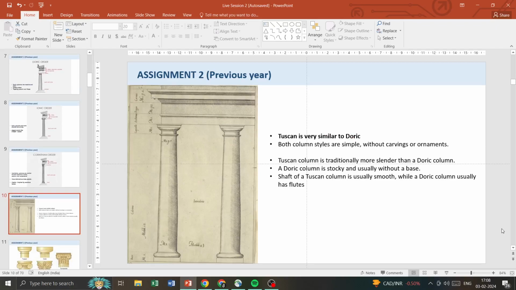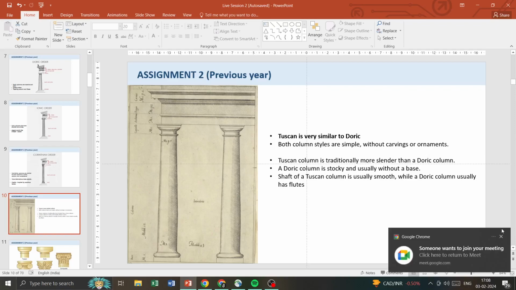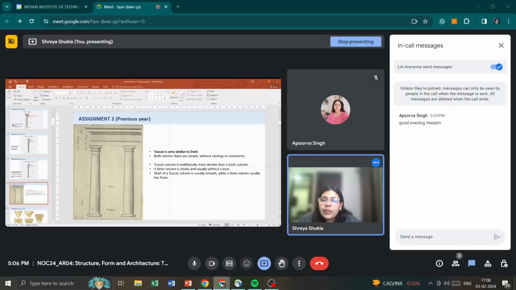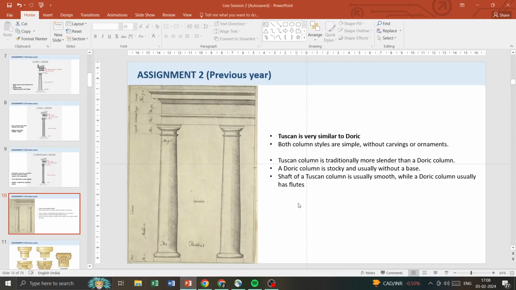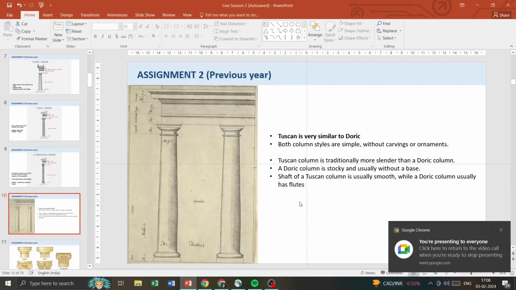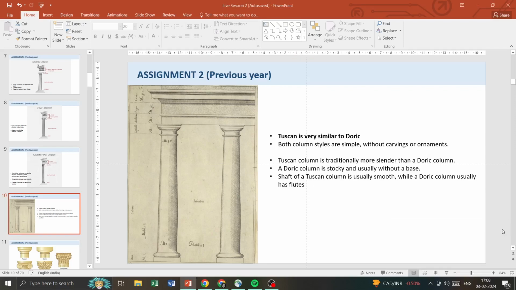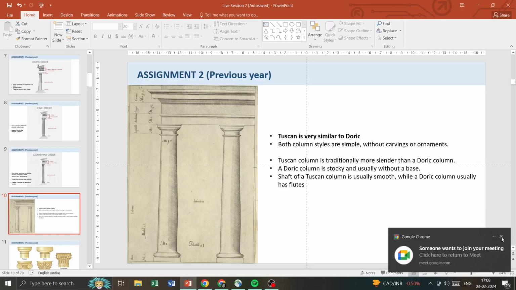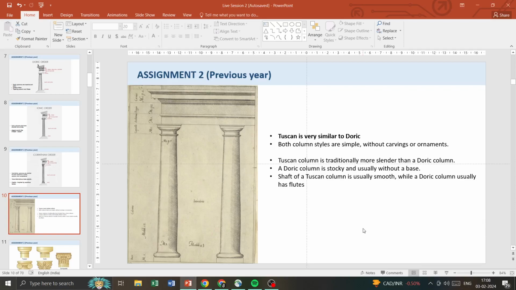Now what is Tuscan? Tuscan is very similar to Doric. Tuscan is a Roman order, Doric is a Greek order, and they are very similar. However, there is a difference. Tuscan columns are traditionally more slender than Doric columns. A Doric column is stocky and usually without a base. The shaft of a Tuscan column is usually smooth, while a Doric column usually has flutes.